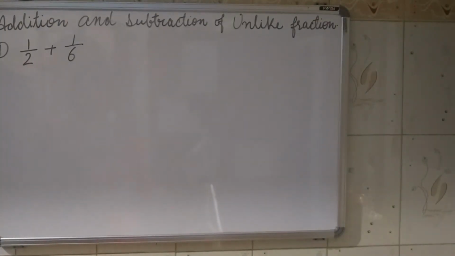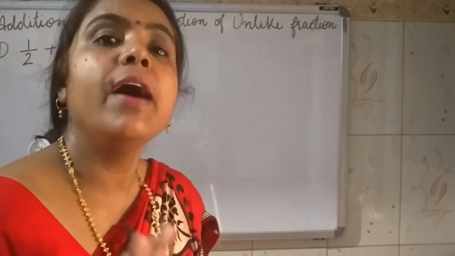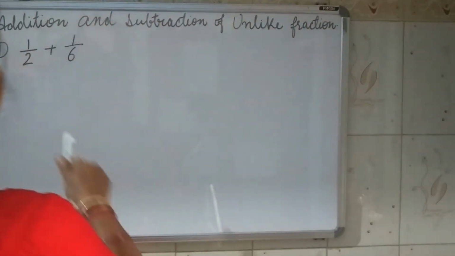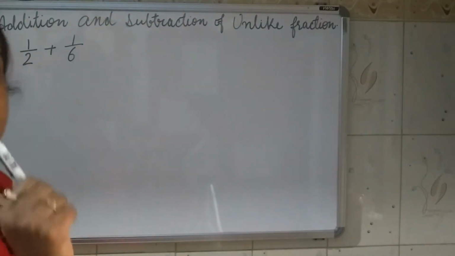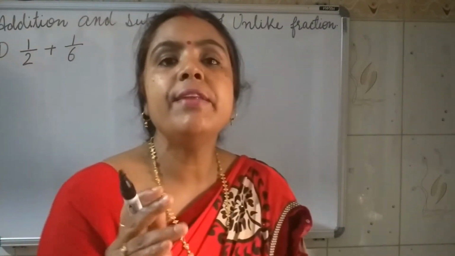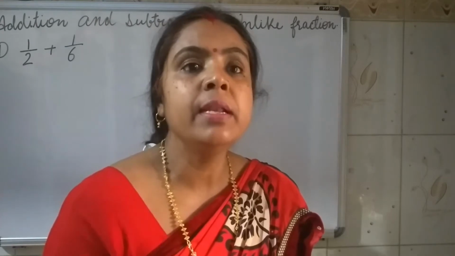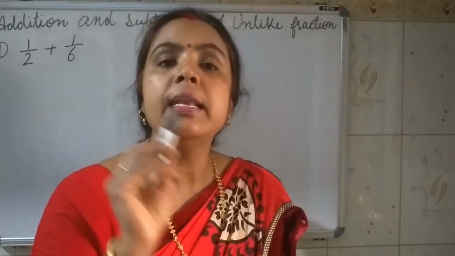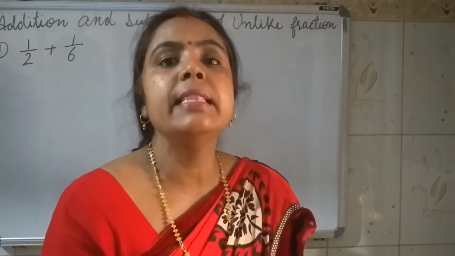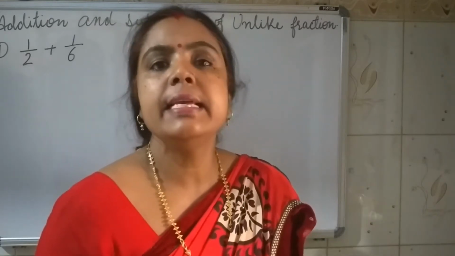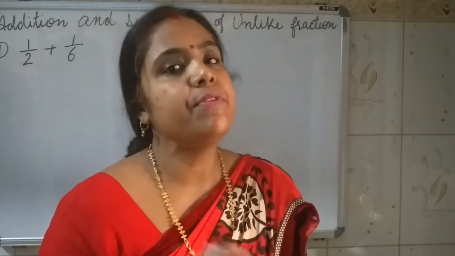Now we are moving to the addition and subtraction of unlike fractions. Unlike fractions means both denominators are different. You remember when I was teaching you the ordering of fractions, what we did? First we converted the unlike fractions into like fractions, and then we arranged them in ascending and descending order. The same process we will do here also.